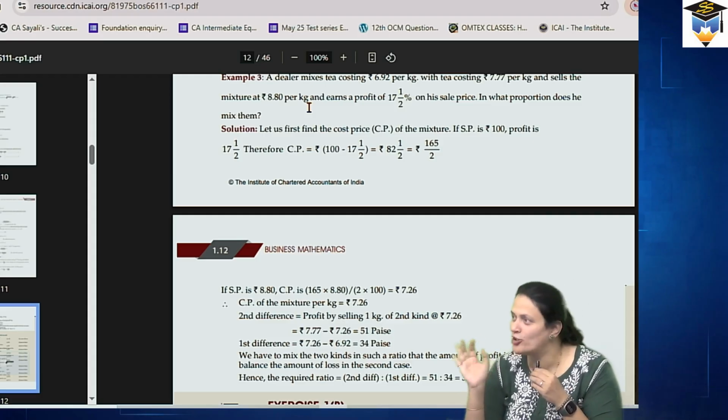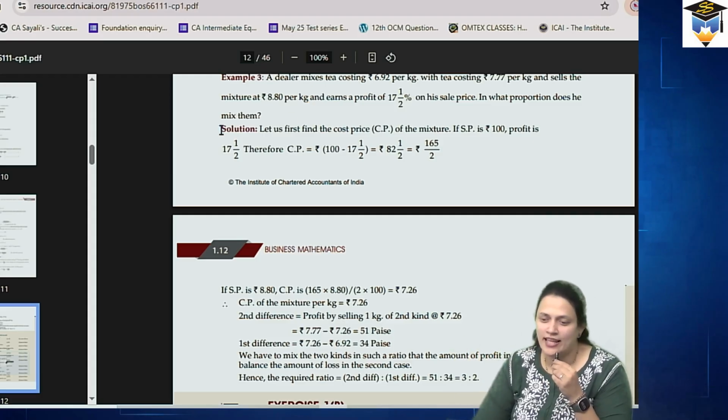I understand whether you have understood or no. See, they have mentioned here that he sells the mixture at 8.80 per kg. So selling price is now given to us. Initial ह्याला selling price आपल्याला दिलेली नव्हती. So we took it as 100.